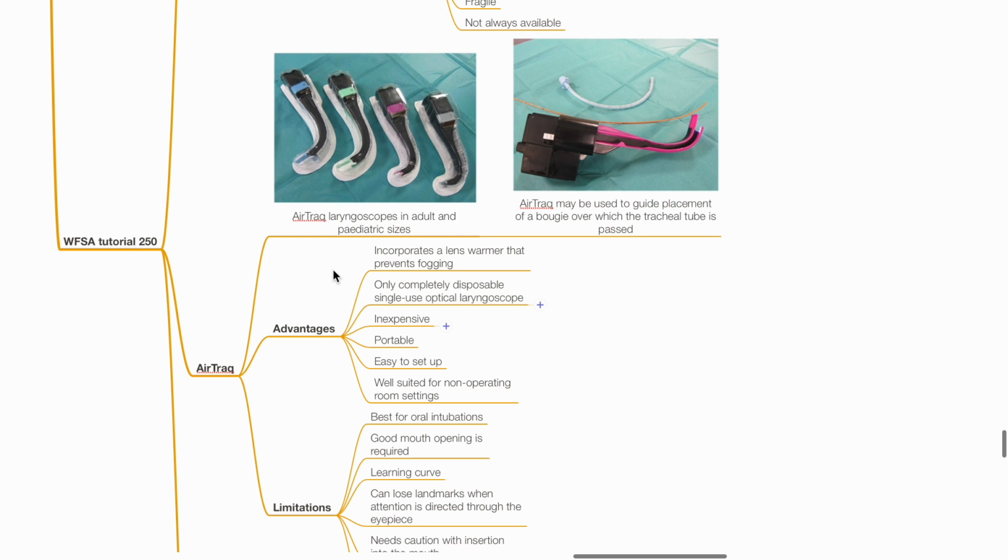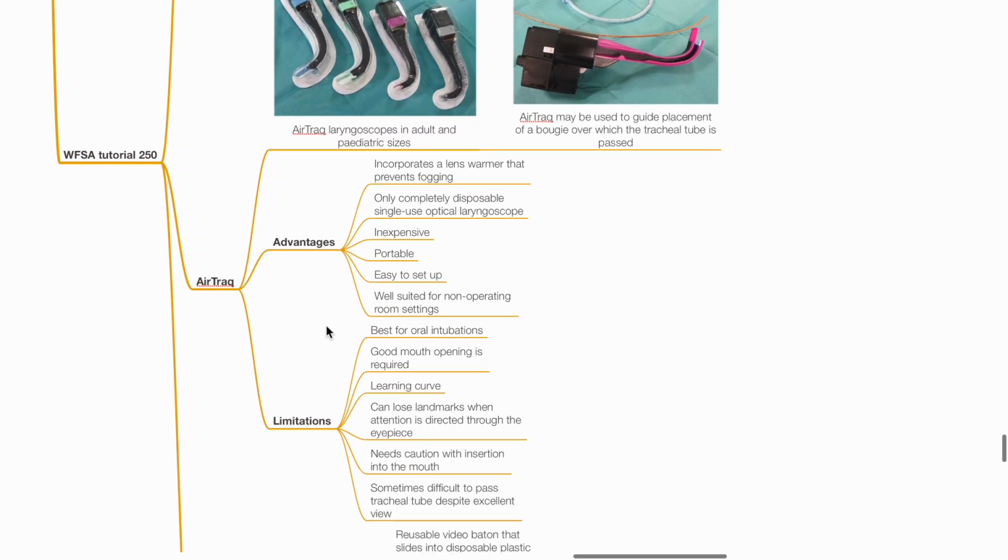Next is the AirTraq. Advantages include it incorporates a lens warmer that prevents fogging. It is the only completely disposable single-use optical laryngoscope. It is inexpensive, portable, easy to set up, and well suited for non-operating room settings. Limitations include best for oral intubation. Good mouth opening is required. There is a learning curve. One can lose landmarks when attention is directed through the eyepiece. There is need for caution when inserting into the mouth. Sometimes it is difficult to pass a tracheal tube despite an excellent view.